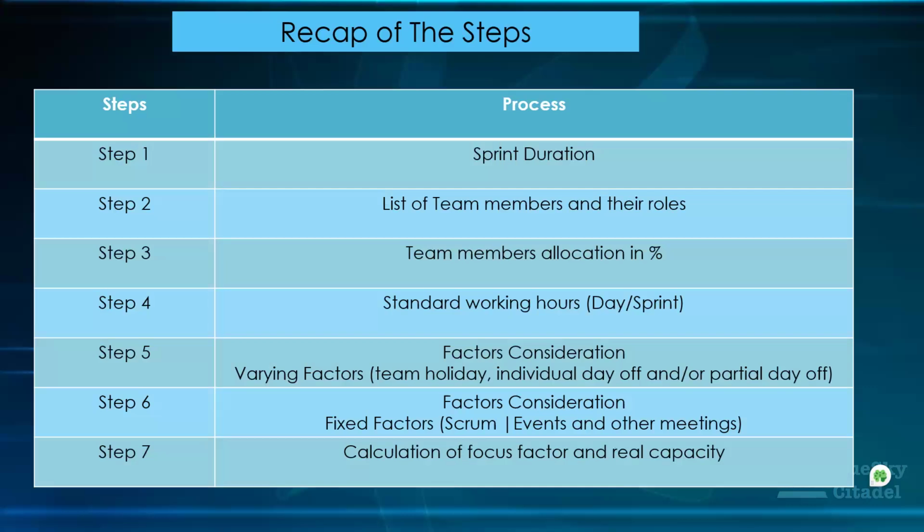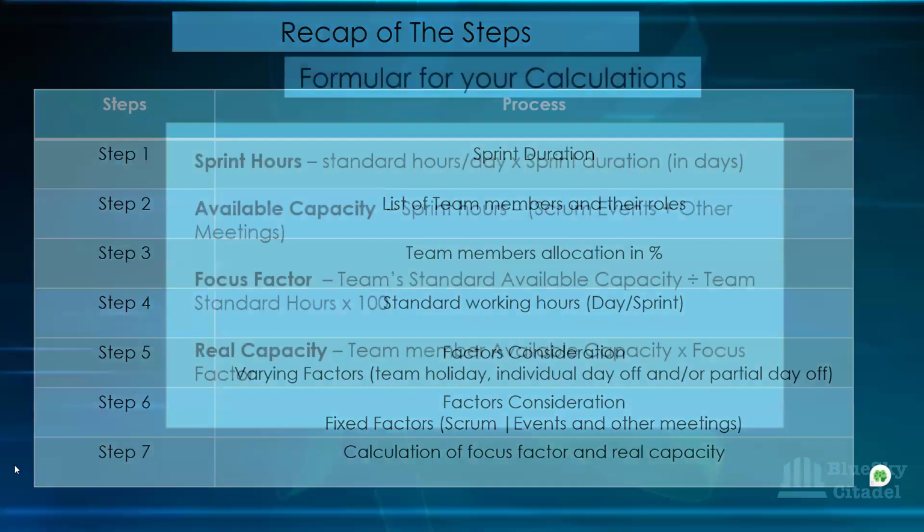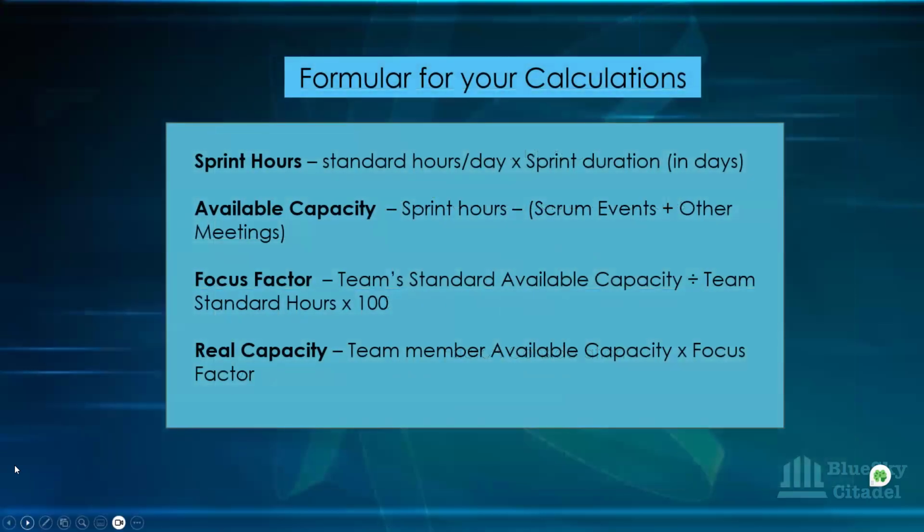And then the seventh step is for you to calculate your focus factor and then the real capacity for your sprint. Okay, and this is just to show us also the formula. Like I said, your sprint hours is just your standard hours that you've been employed for, multiplied by the sprint duration in days. So if it's 10 days, your standard hours is 8 hours times the sprint duration, which is 10 days. That would give you what your sprint hours is.